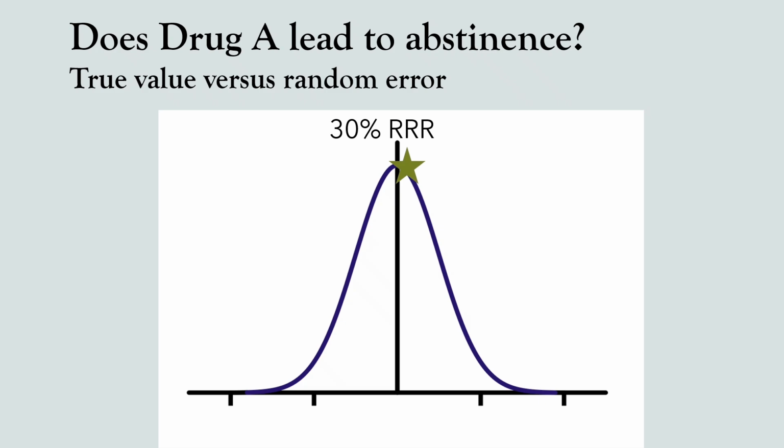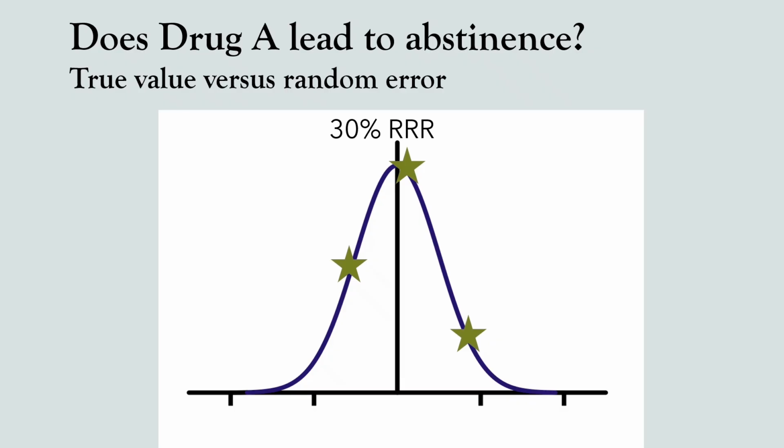Now let's move from variability to random error. In research, we try to estimate the true effect of a treatment. In this example, the true effect is a 30% relative risk reduction, shown by the black vertical line. But when we run studies, we don't get exactly the same result every time. Instead, we get slightly different estimates, shown by the stars along the curve. These differences happen because of random error. Random error is caused by chance, sample size, and who happens to be included in the study. Even if there is no mistake in the study design, random error still exists.